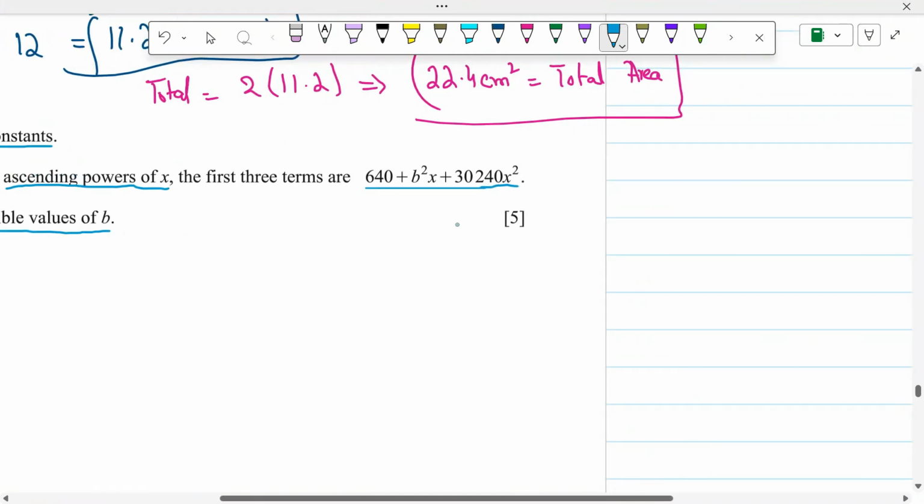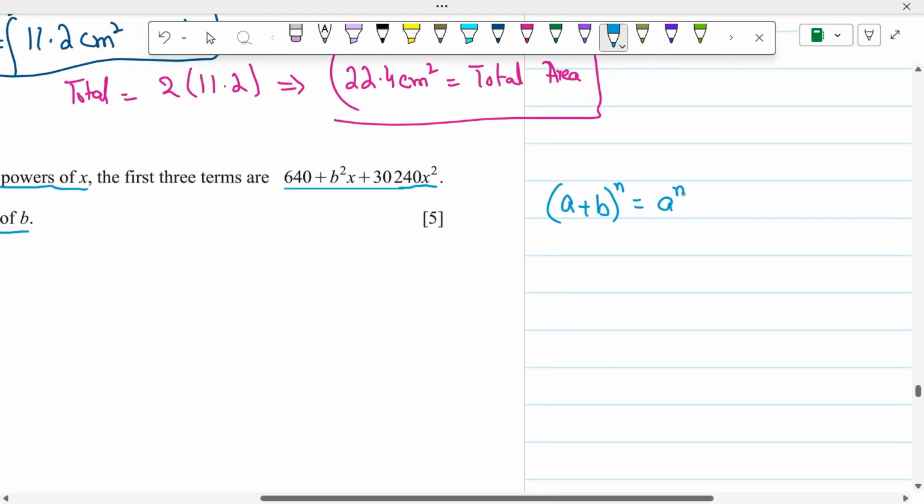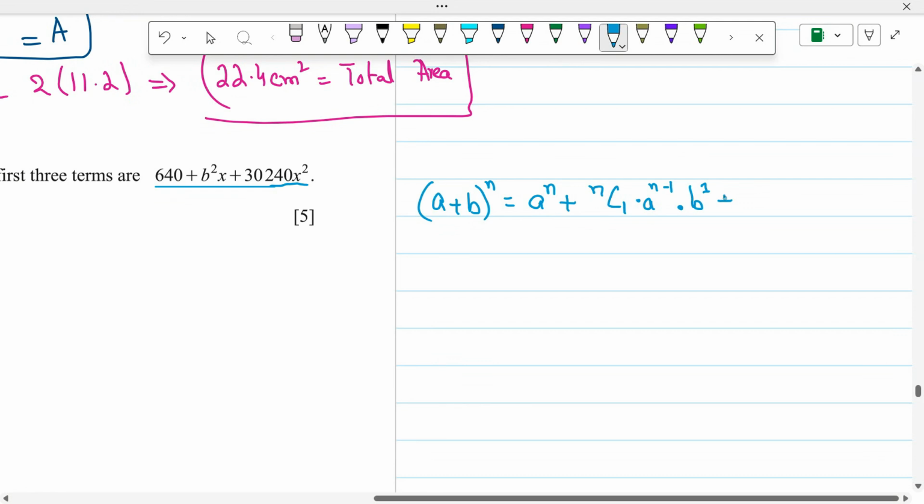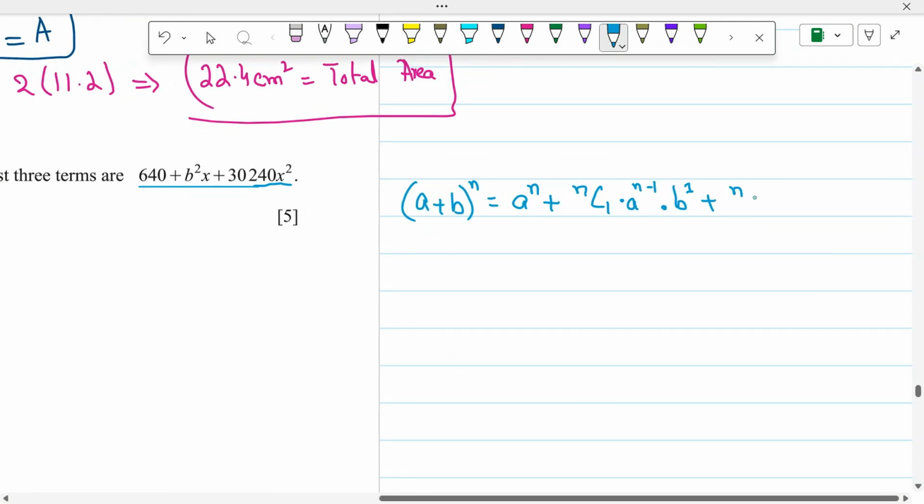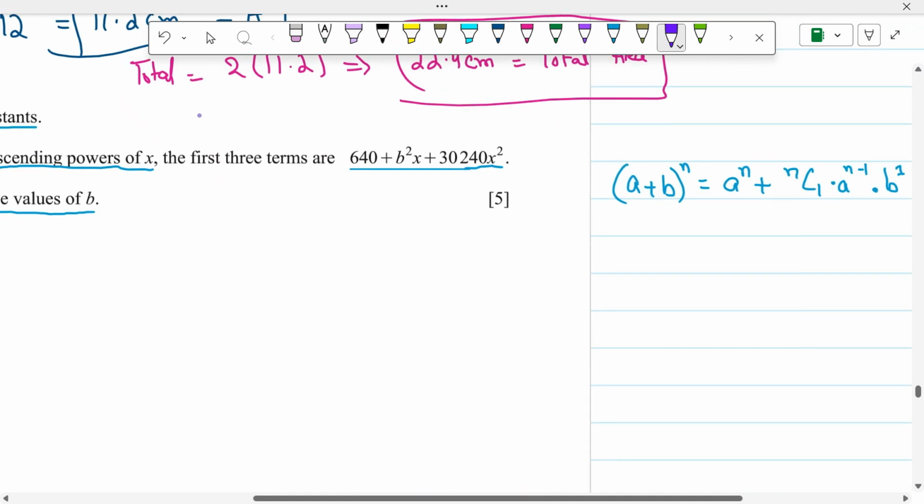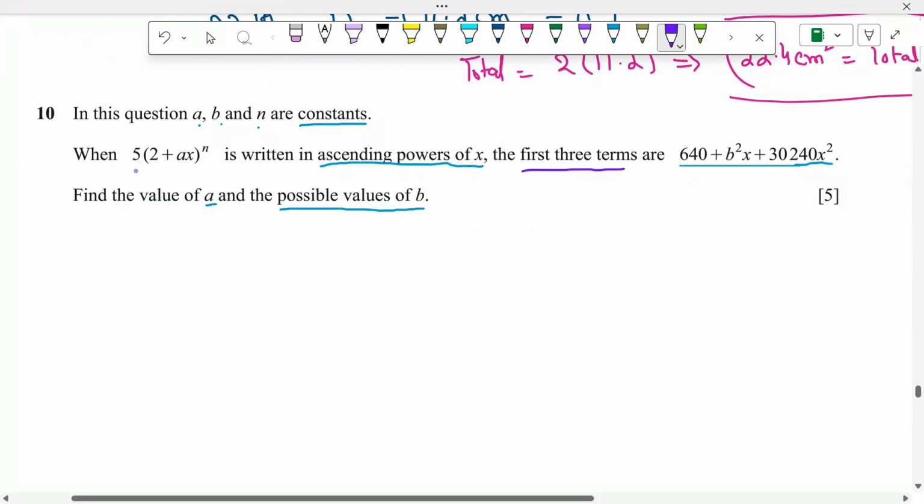When we have the expansion, we know that (a + b)^n is equal to a^n plus n combination 1 times a^(n-1) times b^1. The next term will be n combination 2 times a^(n-2) times b^2, and it continues up to the n plus 1 term. We need to find just the first three terms, so we can use this expansion.